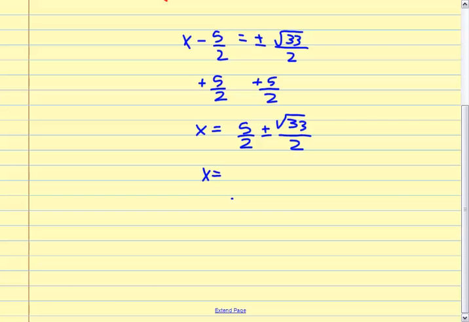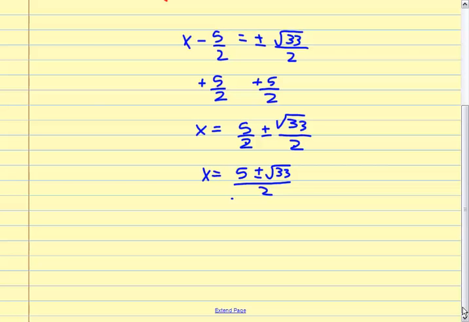Write them as one fraction, please. You can write it as two separate: 5 plus root 33 over 2 and 5 minus root 33 over 2. Or you can say 5 plus or minus root 33 over 2. But put those two things together. Save your infinite circling. Good job, Carlos. Thank you.